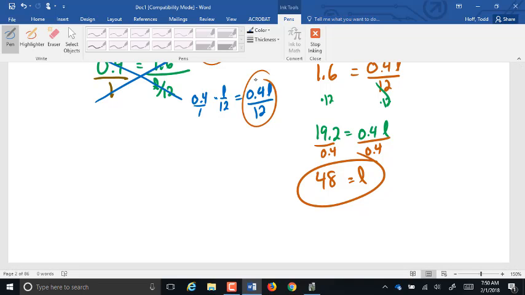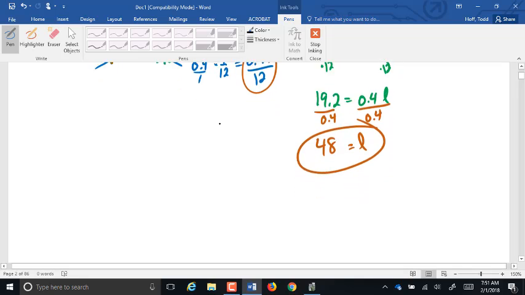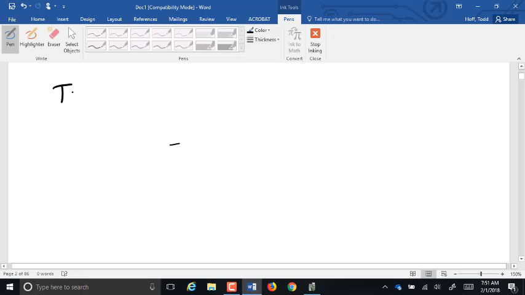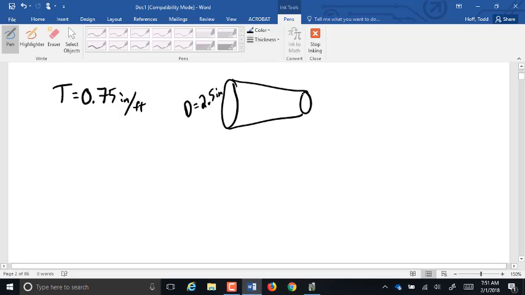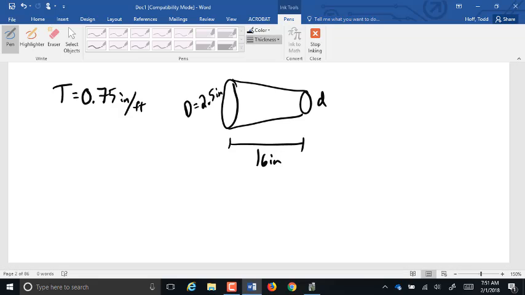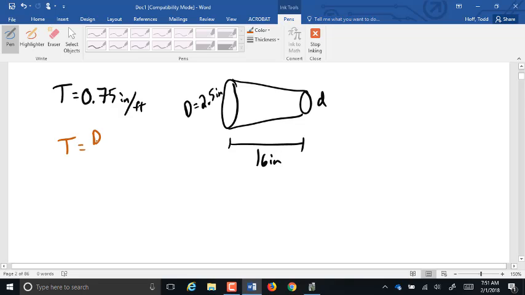Probably a more common calculation with this would be if we have a taper of 0.75 inches per foot. And we have a part with a large diameter of 2.5 inches and a length of 16 inches. Find the little diameter. Well, again, taper equals big D minus little d over L over 12.